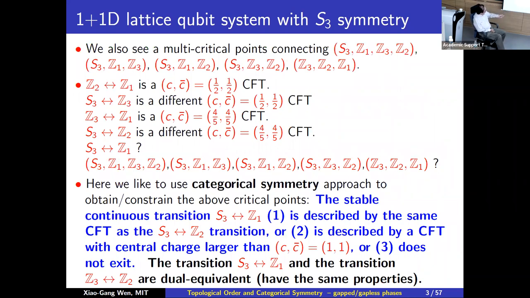Okay, so that's one thing. Another thing we want to obtain using categorical symmetry is that the transition from S3 to Z1 and the transition from Z3 to Z2 are equivalent transitions. There's a duality map from one to another. Yeah, and this one is some kind of not definite result. That is, if S3 to Z1 has a continuous transition, then Z3 to Z2 must have a continuous transition. If you think Z2 Z3 cannot have a continuous transition with one relevant operator, then S3 to Z1 cannot have a continuous transition with one relevant operator. There's a complete duality mapping between the two. And this can be seen from this categorical symmetry. And also the CFT describing the two transitions, if continuous, is the same CFT. Maybe the naming of operators is kind of switched.